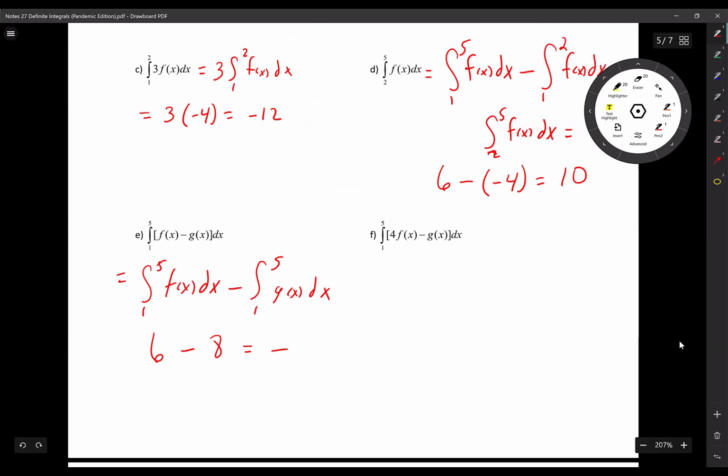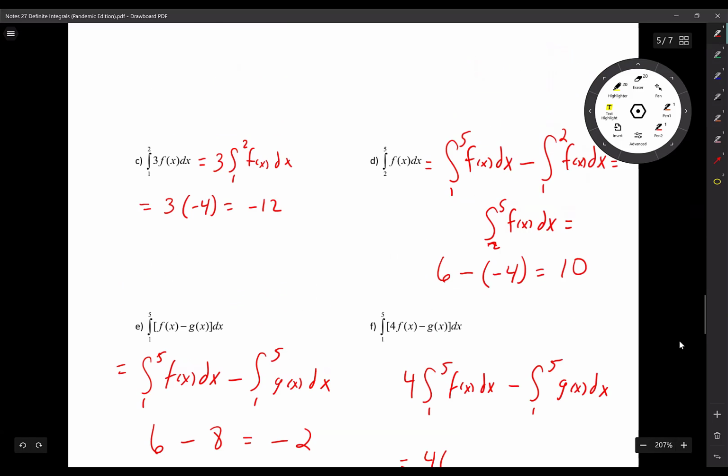So 6 minus 8, -2. Let's go to the next one. Again, we're just going to go for integral 1 to 5. And of course, you don't have to do this if you know what you're doing, guys. I'm just showing the baby steps. I think realistically, you would just go right into it and just type in your numbers.